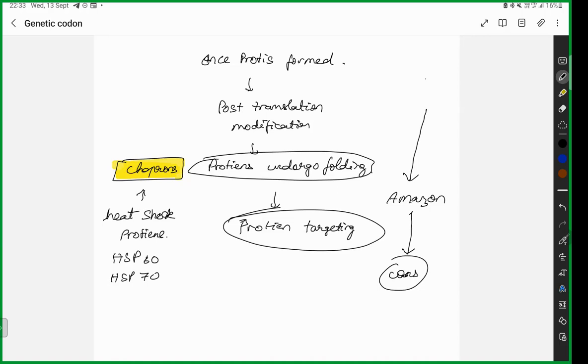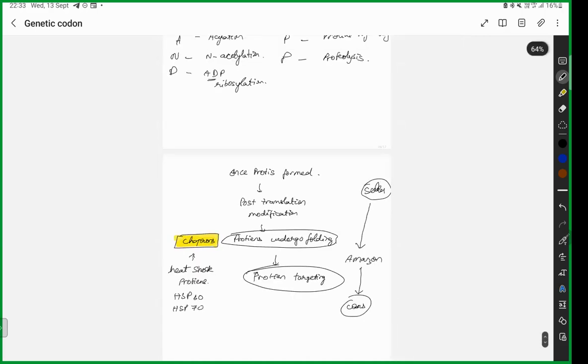So this is going to be your seller. From your seller, it has to travel to your consumer. That is going to be done by protein targeting. It is going to dispatch the protein to the correct target destination. This is what happens in post-translation.